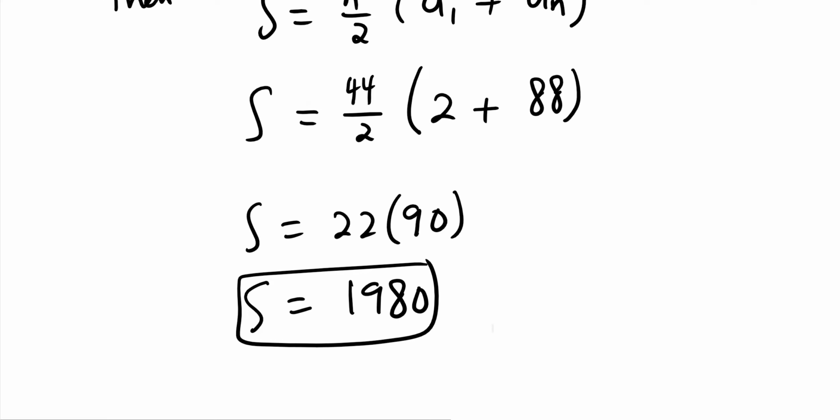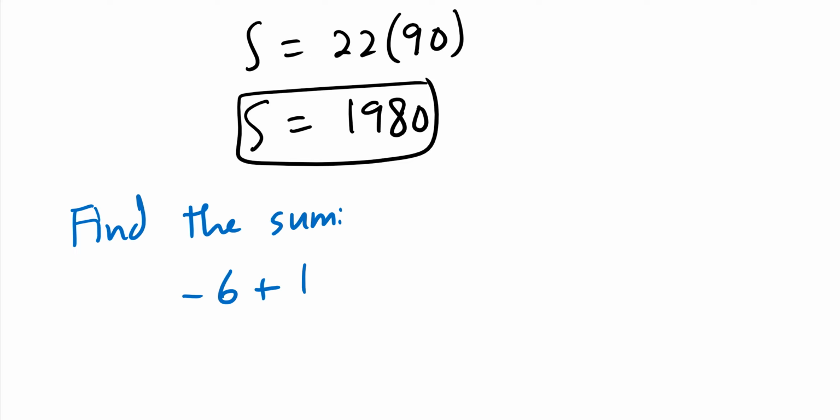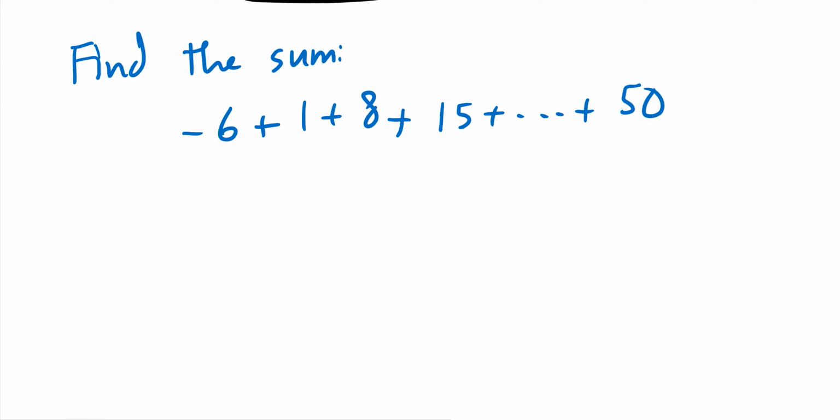Let's look at another example. Find the sum, or the value of the sum: negative 6 plus 1 plus 8 plus 15 all the way to 50. So kind of similar to the previous one. First we need to find what n is, so we use the formula an equals a1 plus n minus 1 times d. This is an arithmetic sequence.